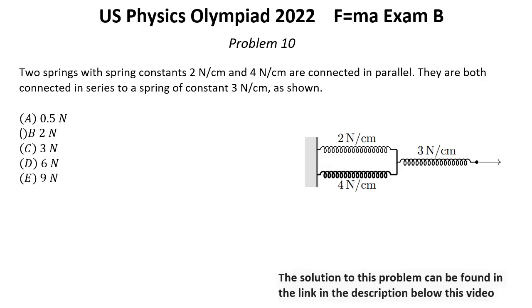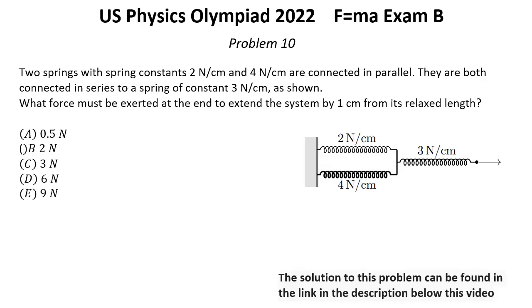Problem number 10. Two springs with a spring constant 2 Newton per centimeter and 4 Newton per centimeter are connected in parallel. They are both connected in series to a spring of a constant 3 newtons per centimeter as shown. What force must be exerted at the end to extend the system by 1 centimeter from its relaxed length?